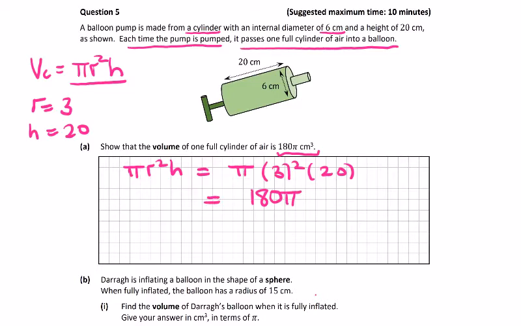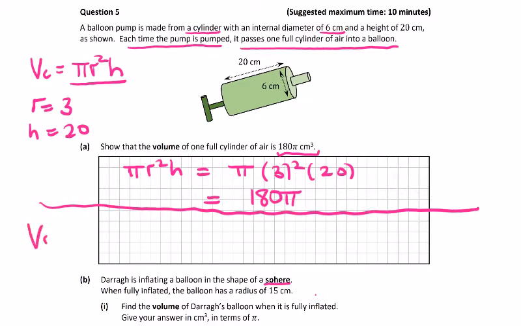Part A. Part B, Dara is inflating a balloon in the shape of a sphere. When fully inflated, the balloon has a radius of 15 centimeters. Find the volume of Dara's balloon when it's fully inflated. And it says give your answer in centimeters cubed in terms of pi again. So let's do it up above here. The volume of a sphere is 4/3 pi r cubed.